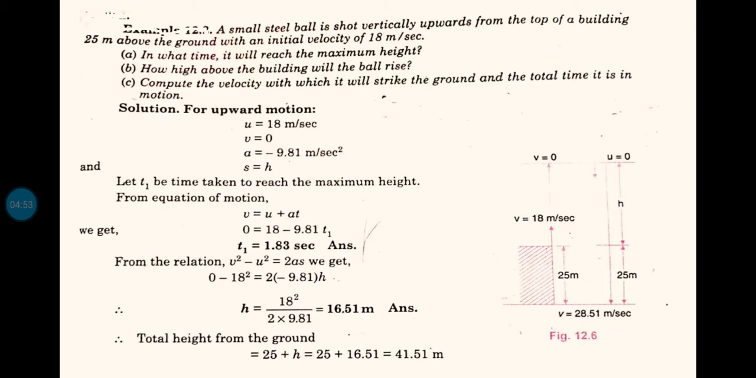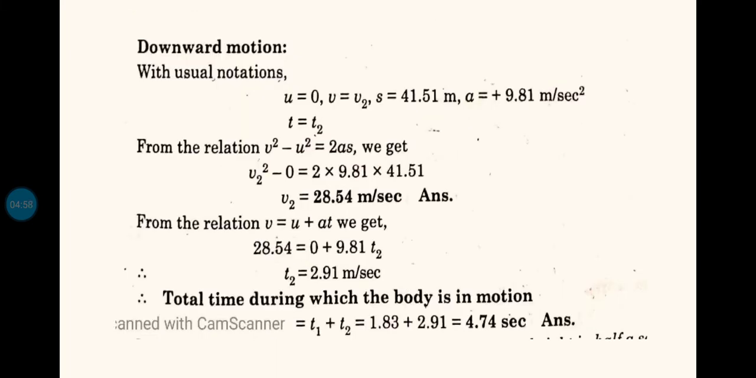So the total height the body freely falls is 41.51 meters. Now considering the downward motion, as I have already told, during the return motion u will be 0, and finally once it reaches the ground, let the velocity be v2. So here u is equal to 0, v we are assuming as v2, s is equal to 41.51 meters, and acceleration, since the body is moving along the acceleration, is 9.81 meter per second square. Now let t be t2, that is the time taken for the body to reach the ground from the highest point.